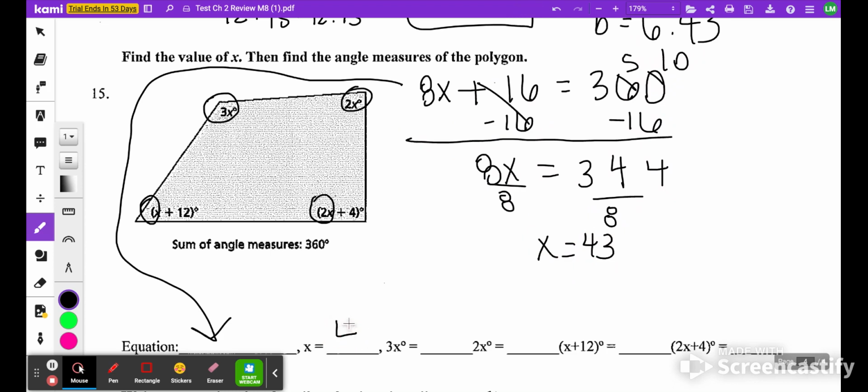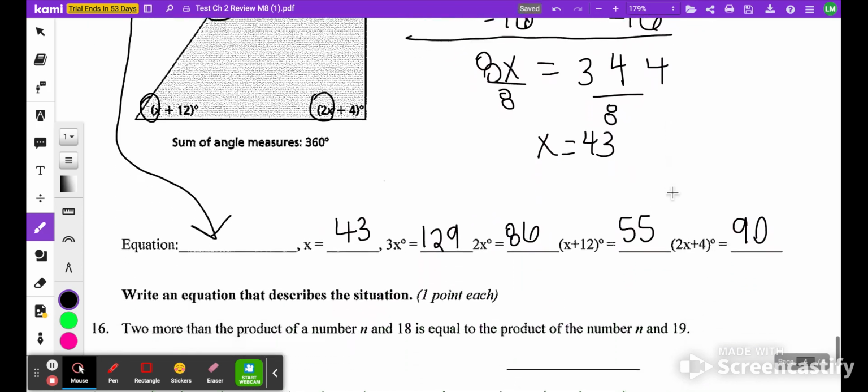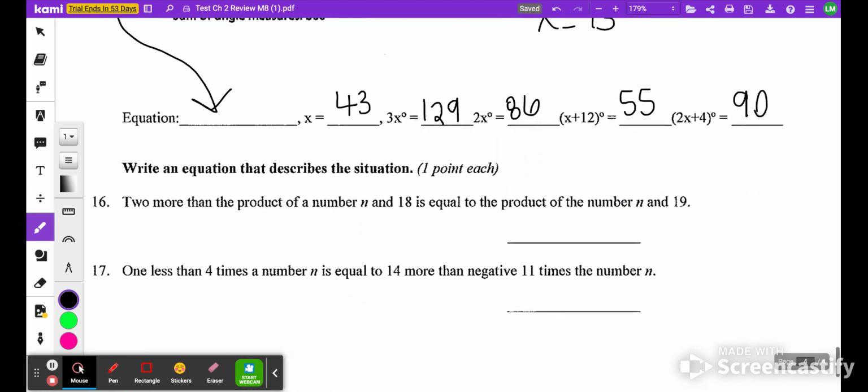So if x is equal to 43, 3x is just 3 times 43. That is 129. 2x is 2 times 43. That is 86. X plus 12 is 43 plus 12, 55. And 2x is 2 times 43, which is 86 again, but plus 4 is 90. So if I got that right, all of those should add up to be my total 360.